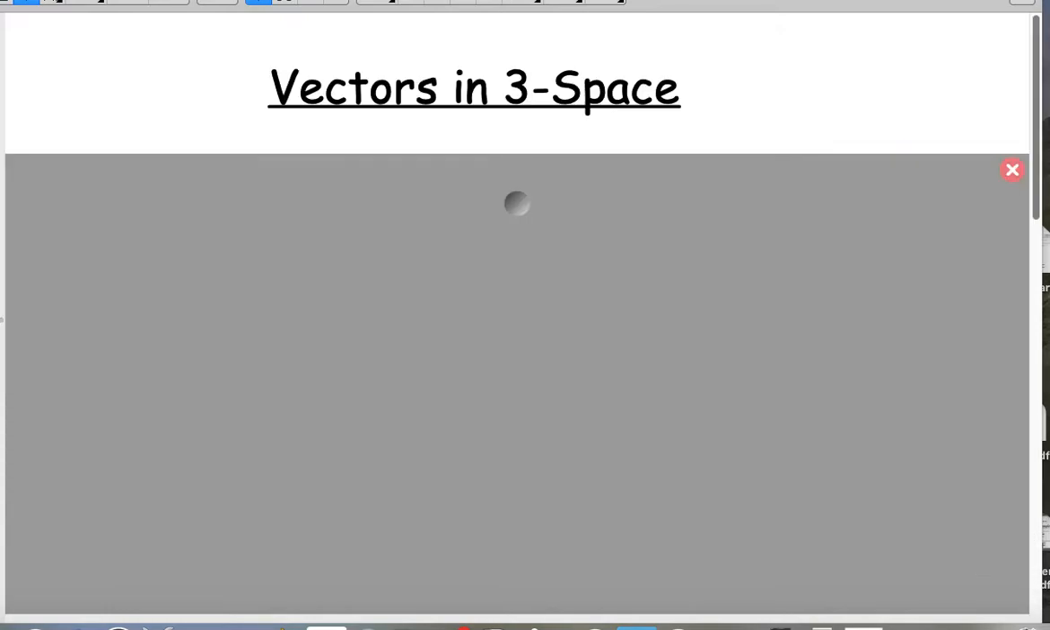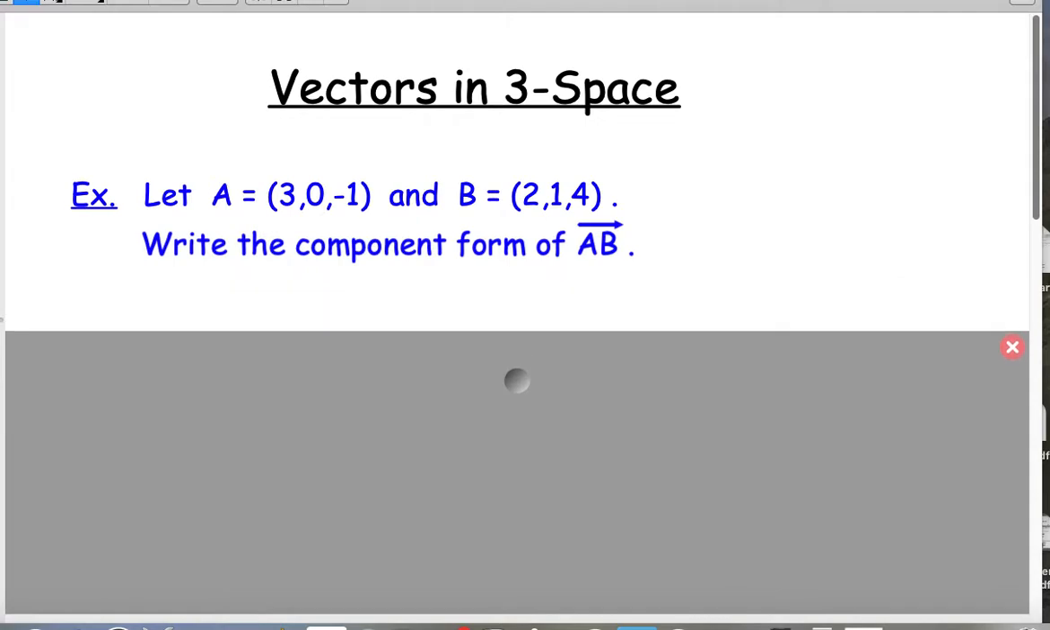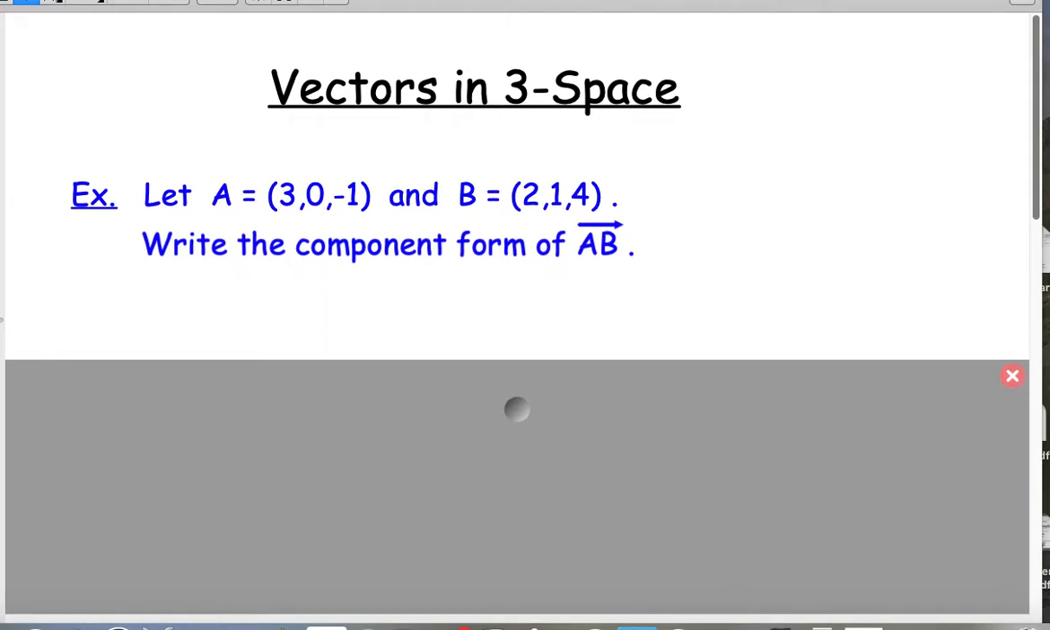All right, so let's move on and talk about some of the things that we've done with vectors in 2-space and extend that idea to 3-space. So let's have 2 points, A and B, with those coordinates. Write the component form of the vector AB.